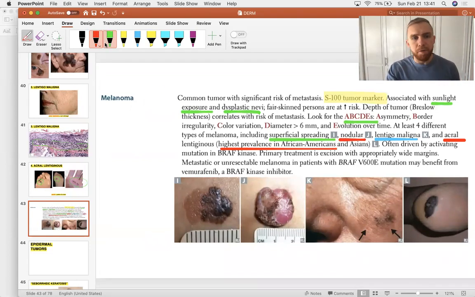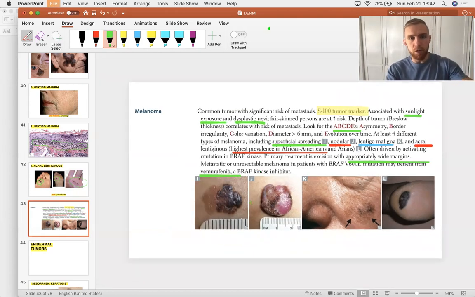This BRAF kinase is usually mutated in melanoma, and so one of the most popular treatments that we have for melanoma is vemurafenib. One more time, you have to take an excisional biopsy with appropriately narrow margins. Those margins are at least 1 mm up to 3 mm. So that's a melanoma. Let's go get that money.